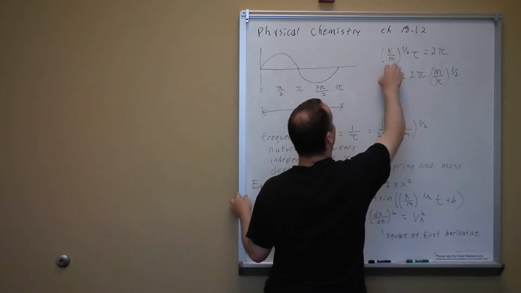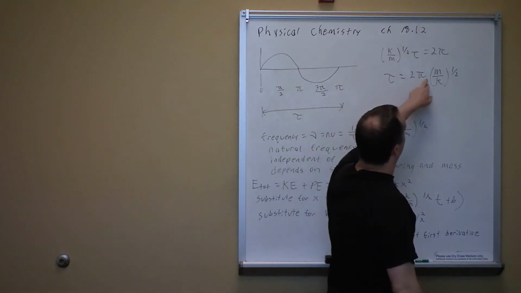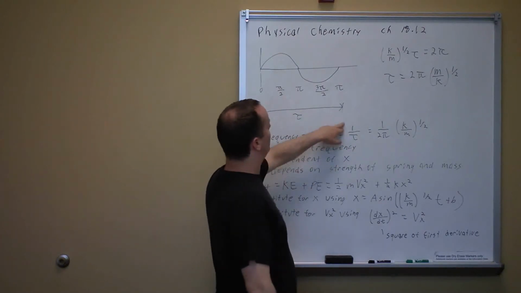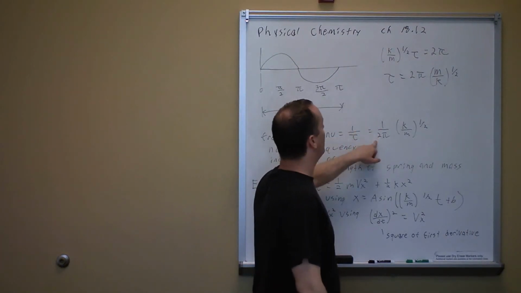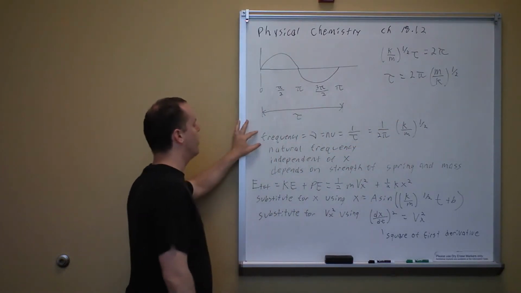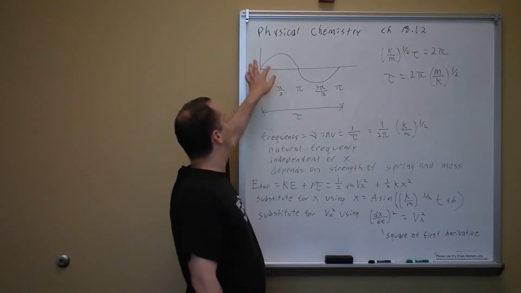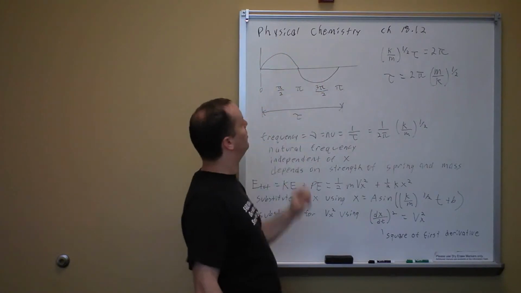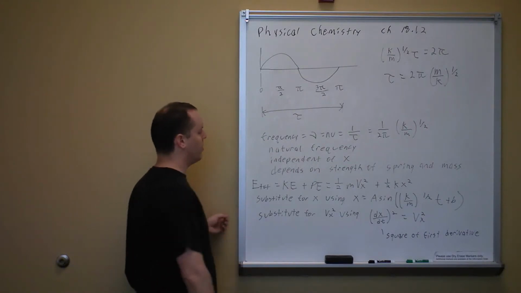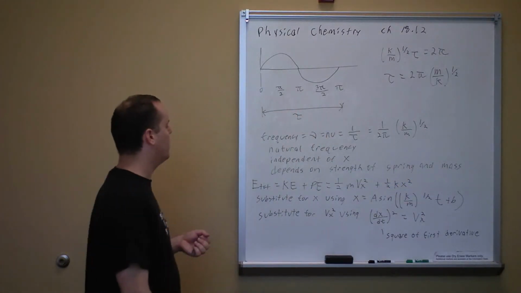So we have the square root of k over m times tau is equal to 2 pi. So solving for tau, we get tau is equal to 2 pi times the square root of m over k. Now frequency, nu, is just 1 over tau. So that's equal to 1 over 2 pi times the square root of k over m. Now this frequency is called the natural frequency. Notice that it doesn't have x in it, so it's independent of x. So whatever your position is along here, the particle's position along here, your frequency is not changing. The frequency of the system stays the same. All it depends on is the stiffness of the spring and the mass at the end of the spring.